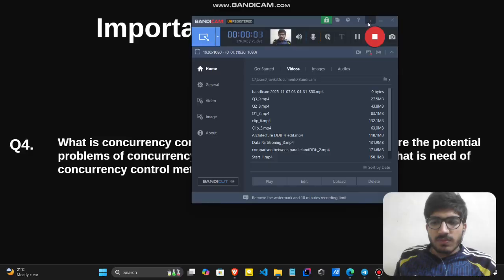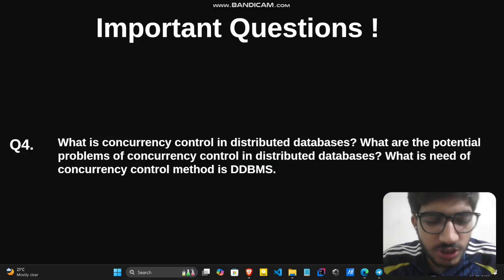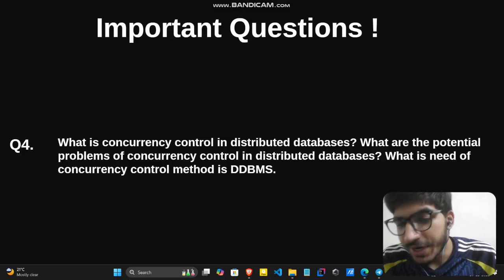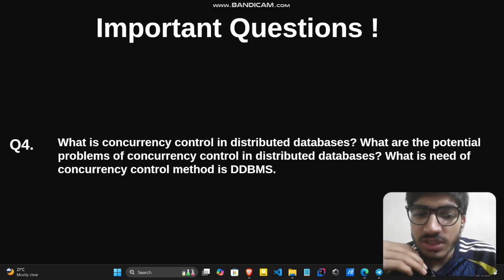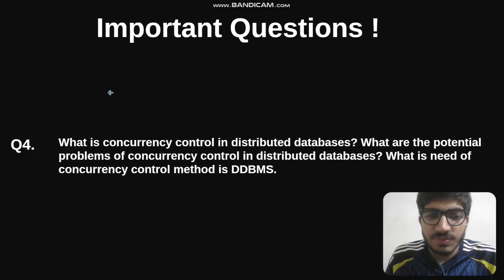So let's see the final question, that is question 4. What is concurrency control in distributed databases? What are the potential problems of concurrency control in distributed databases? And what is the need of concurrency control methods in DBMS?